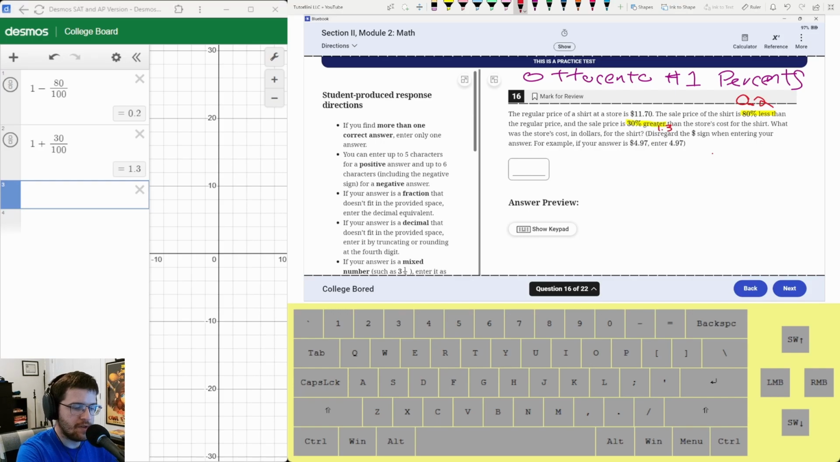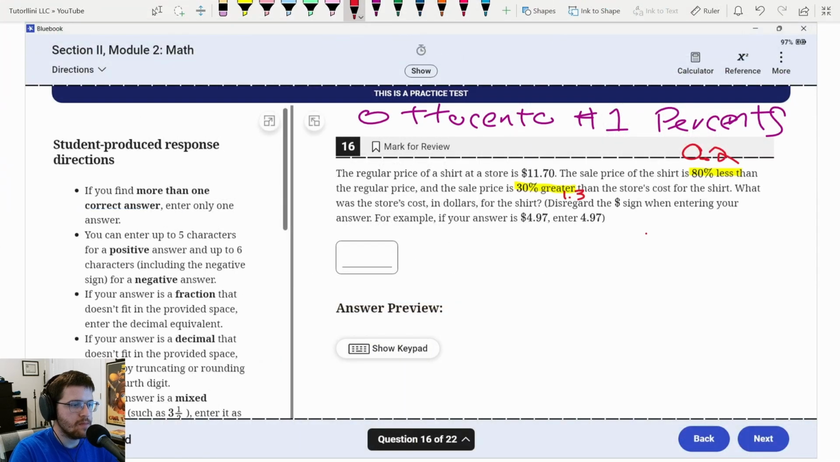All right, let's go back to the question. Now we're going to do words to math very carefully. So the sale price of the shirt is 80% less than the regular price. Okay, so how about S for sale price? S equals 80% less. We said that's 0.2 times the regular price. How about I call that R?